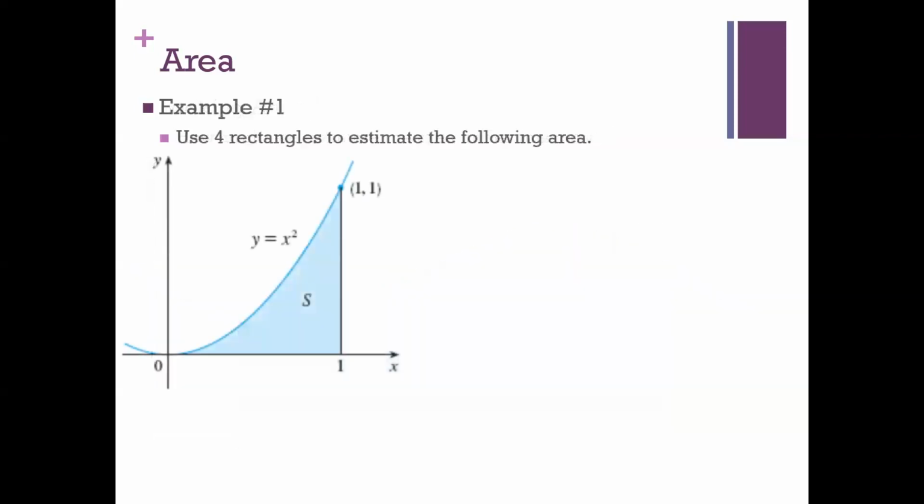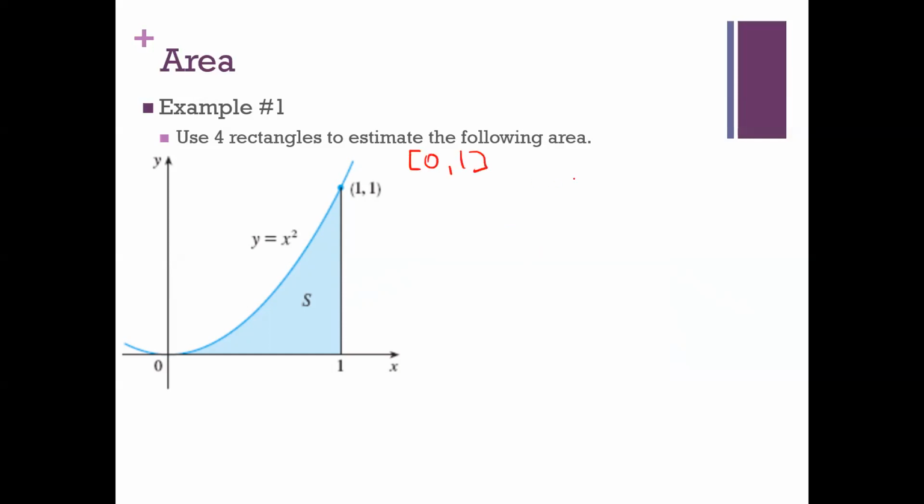But that's a good place to start. So let's do something really, really simple. We're just going to use rectangles. And not only are we just going to use rectangles, they're all going to be the same width. They're all going to be vertical, and they're all going to have the same height as this function, and specifically, whatever the right-hand height is. So this interval goes from 0 to 1, right?